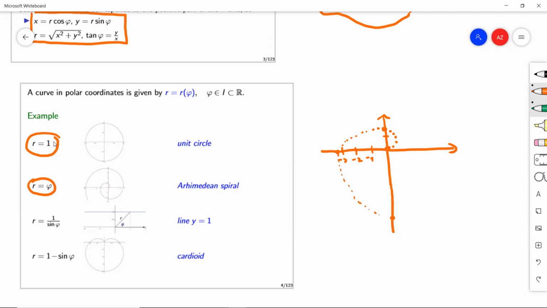And so on. And if you draw this with some program, for example MATLAB, then you see that what we get is a spiral, and it's called the Archimedean spiral.